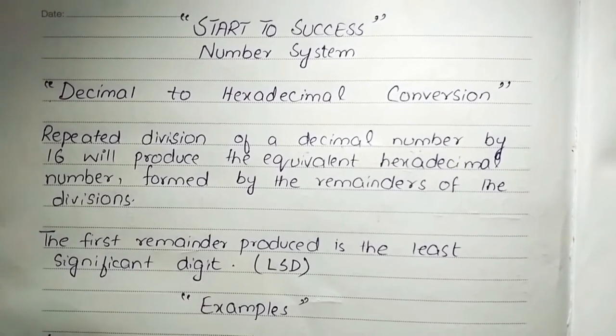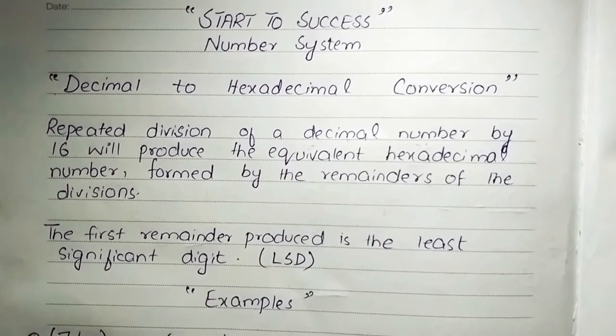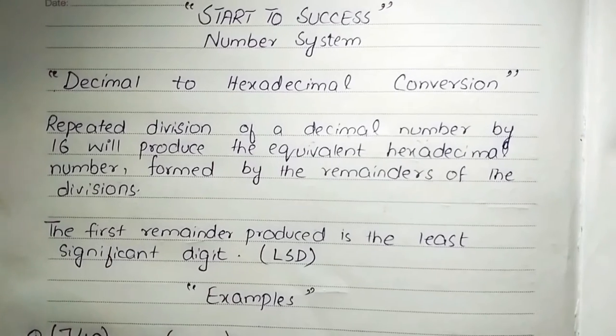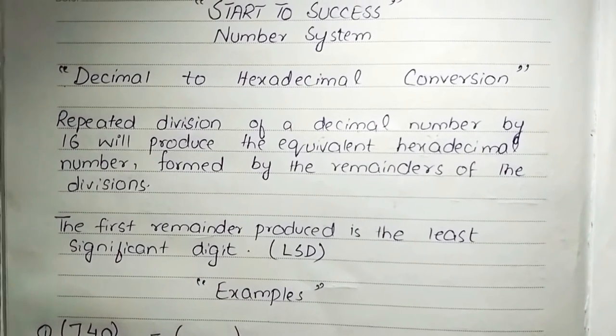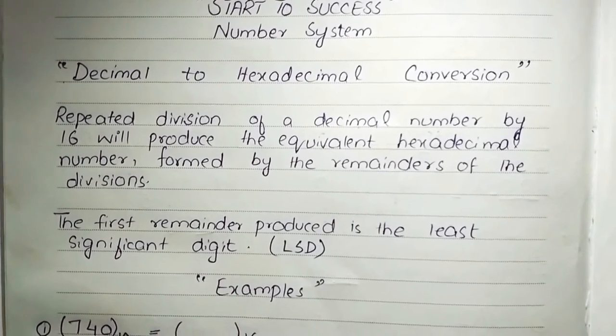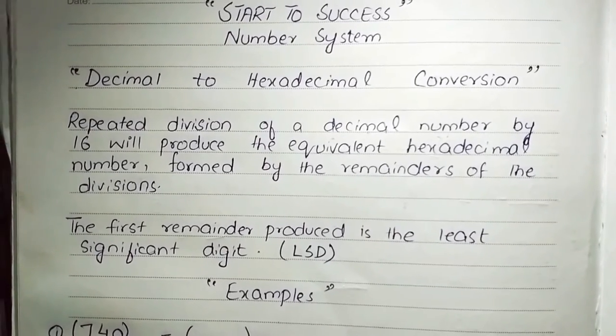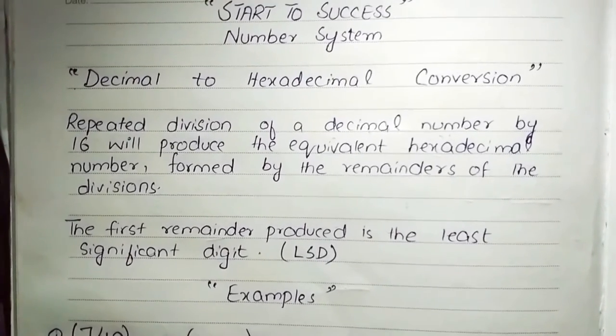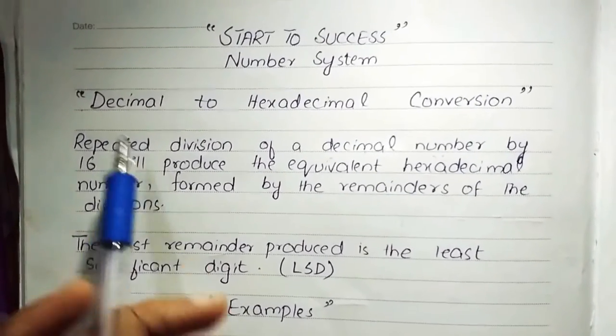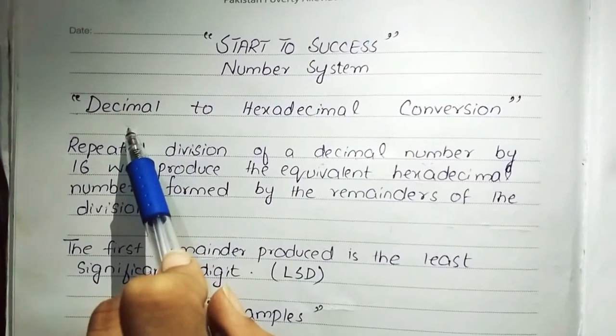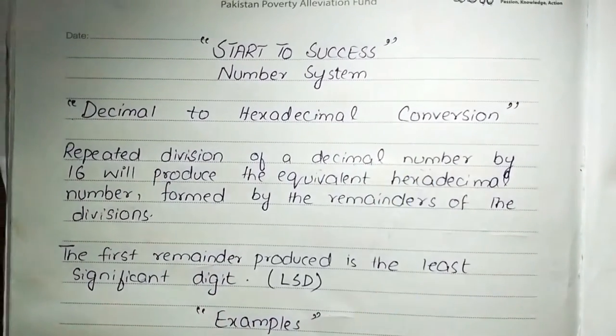Our topic is number system. In the previous video we discussed how we can convert a hexadecimal number to a decimal number, where we first convert the hexadecimal number to a binary number and then to a decimal number. And in this video we will discuss how we can convert a decimal number to a hexadecimal number.